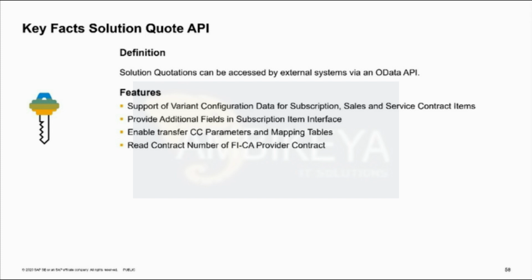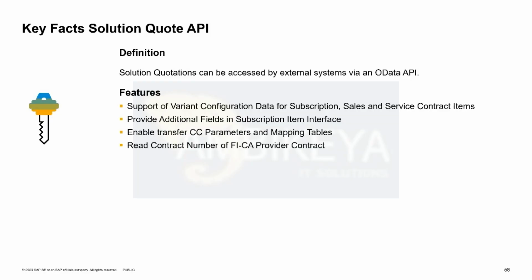So already since 1909, we have an API for this business solution quotation, which can be accessed externally to create solution quotations via external systems. And with this release, we added some new features to it. You can now pass in variant configuration data for subscription, sales, and service contract items. We provide some additional fields in subscription item interface. We enabled to transfer also CC parameters and mapping table from external system. And we recognize that the contract number was not read, so also this is now provided.